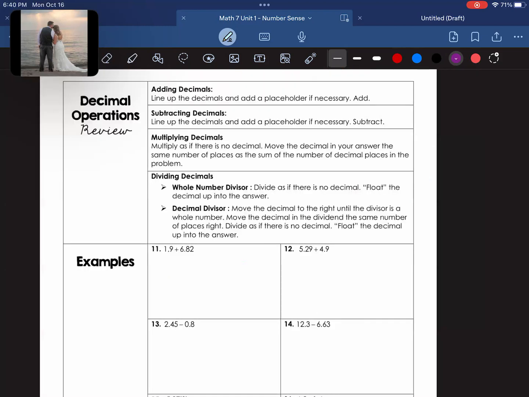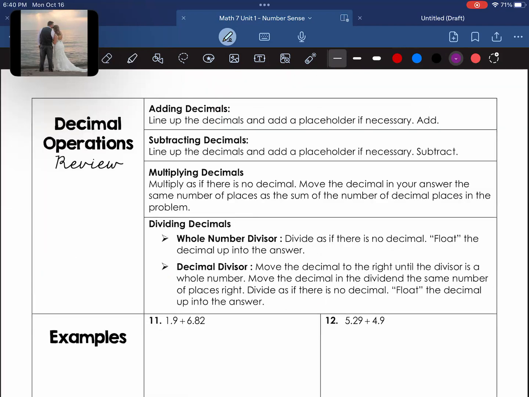So this is also a review from last year. We're going to go over adding and subtracting decimals, and then also multiplying and dividing decimals. So let's underline the important things. When you add and subtract, you need to line up the decimals.